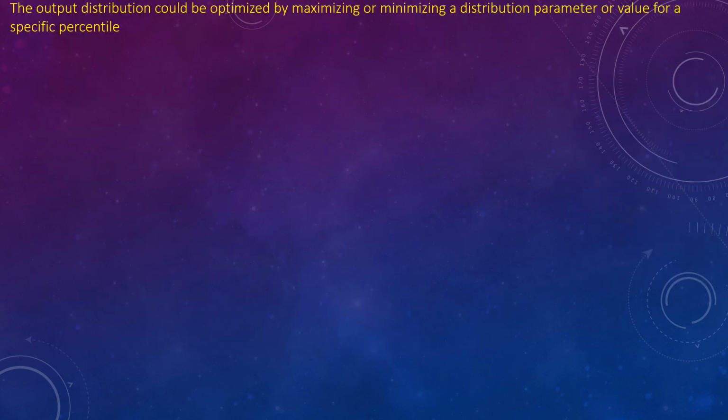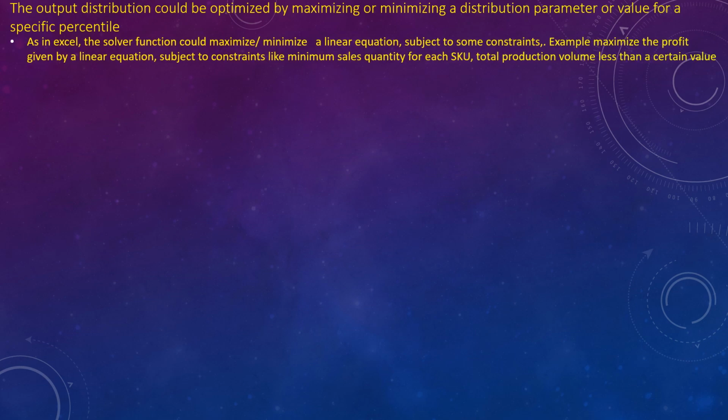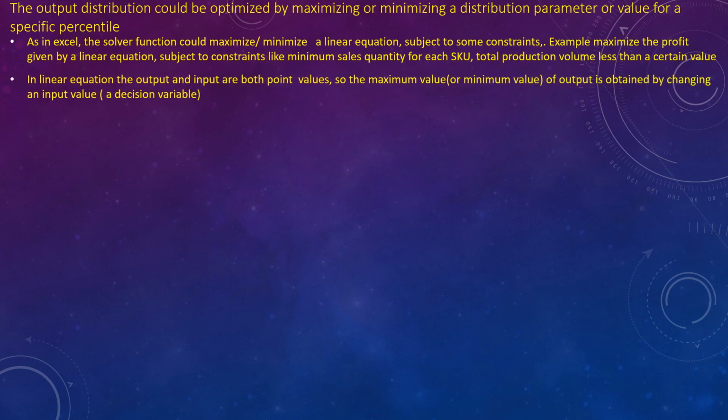The output distribution could be optimized by maximizing or minimizing a distribution parameter or value for a specific percentile. As in Excel, the solver function could maximize or minimize a linear equation subject to some constraints. Example, maximize the profit given by a linear equation subject to constraints like minimum sales quantity for each SKU, total production volume less than a certain value. In linear equation, the output and input are both point values. So the maximum or minimum value of output is obtained by changing an input value or decision variable.